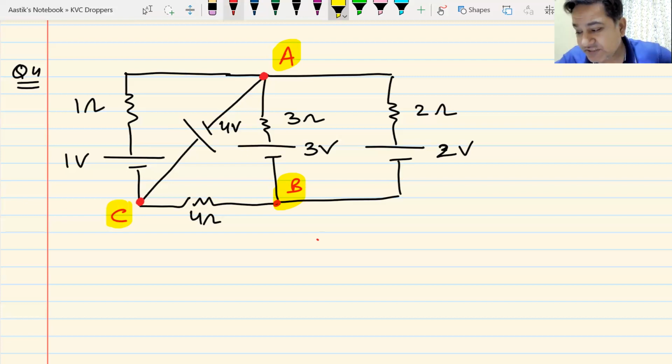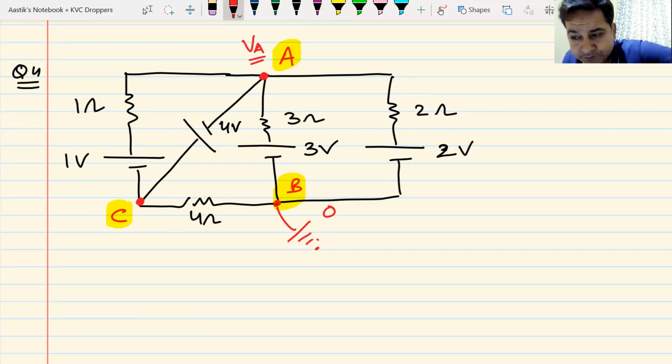Okay, I'll not change anything. I'll just keep B as 0 so that everything looks simple. So point B is taken as 0. We all understand this? Yes or no? Yes, sir. Then the potential of point A becomes VA. Do we understand this? Yes or no? Yes, sir.